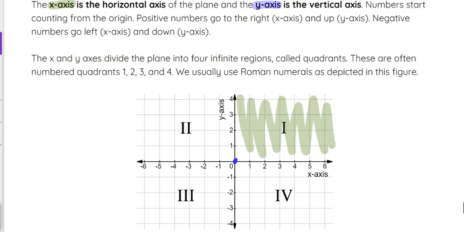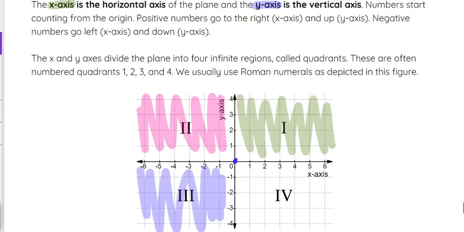Quadrant 2 is going to be this quadrant over here, this region over here. Then we have quadrant 3 on the lower left, and then we have quadrant 4 on the lower right. And so again, we typically use Roman numerals to depict each of those quadrants.